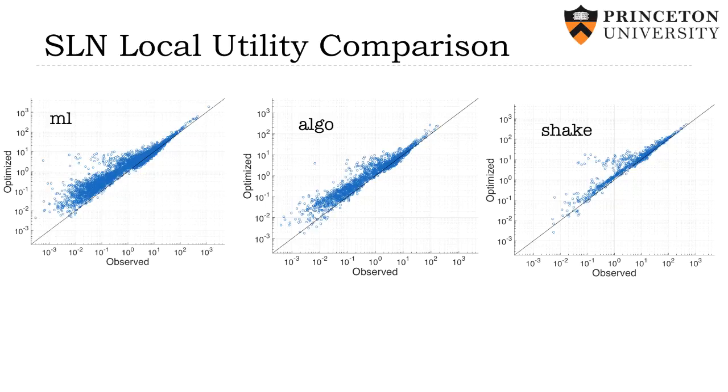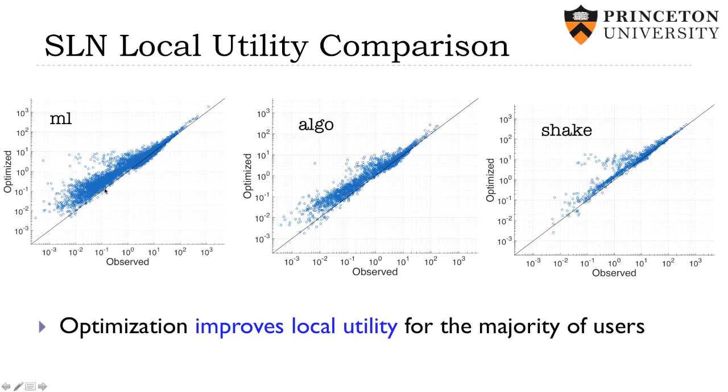Here, we show a comparison between the local utilities in the observed network on the horizontal axis and in the optimized network on the vertical axis. What we can see is that in addition to improving efficiency, optimization actually improves the local utilities for the majority of users too, with most people falling above the equality line.